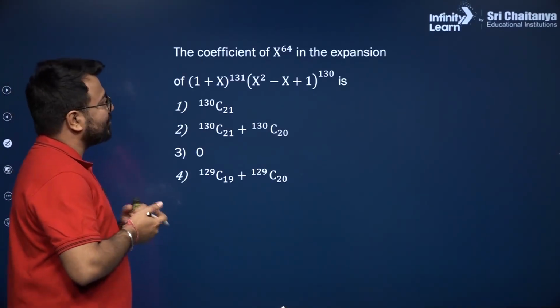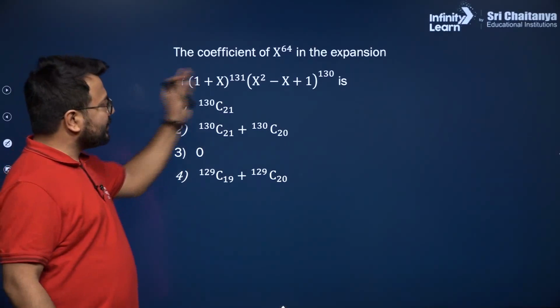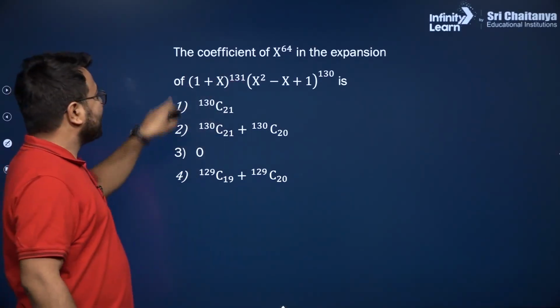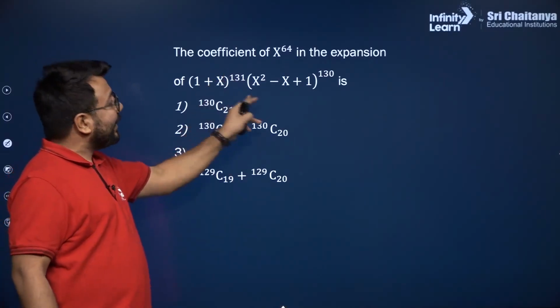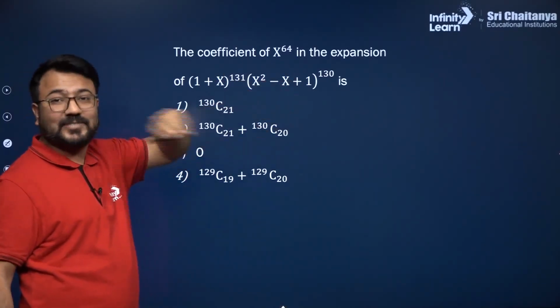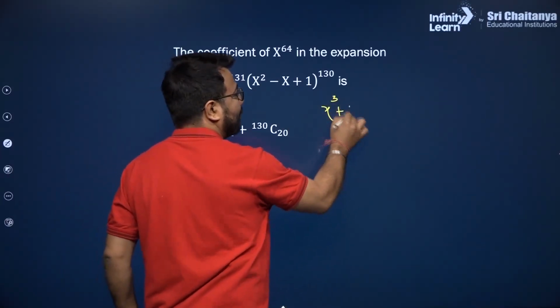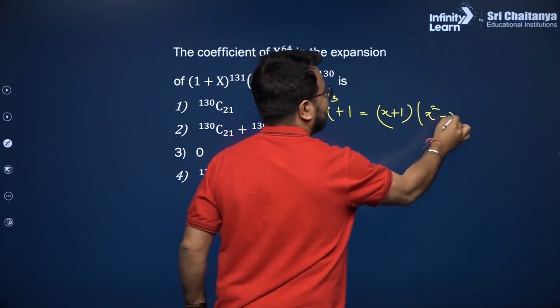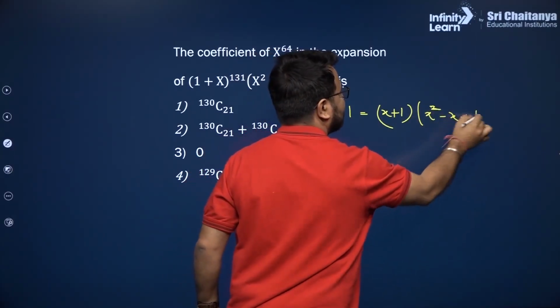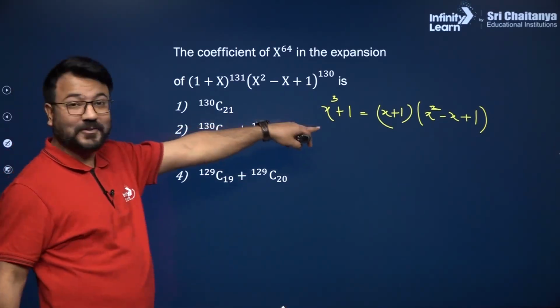Here we go to the next solution in which we need to determine the coefficient of x raised to the power 64. This is a question from the chapter binomial theorem. There is an expansion given to us: 1 plus x raised to the power 131 times x square minus x plus 1 raised to the power 130. So basically you need to remember one formula of x cube plus 1. This is x plus 1 times x square minus x plus 1. This is the formula for a cube plus b cube, here x cube plus 1.